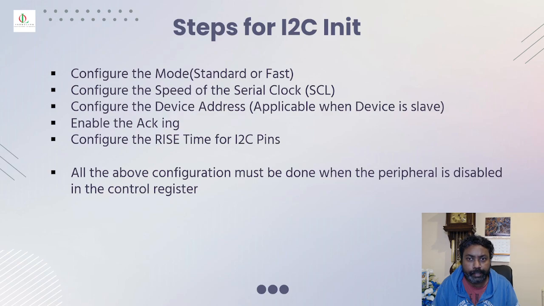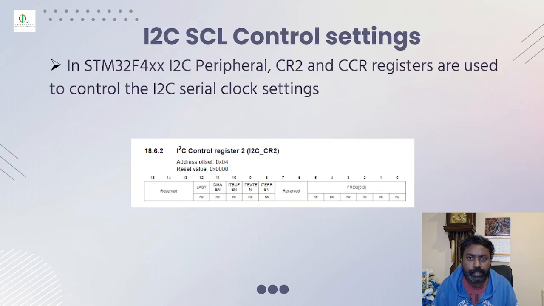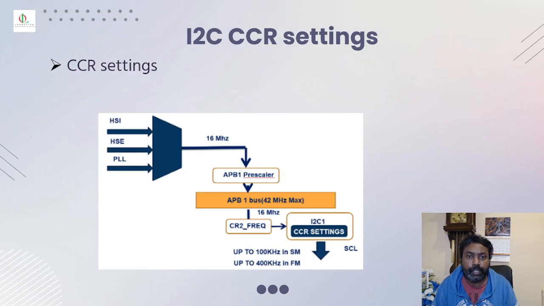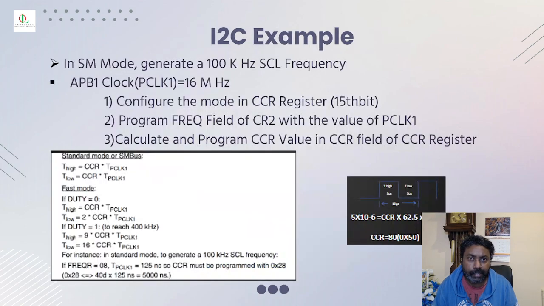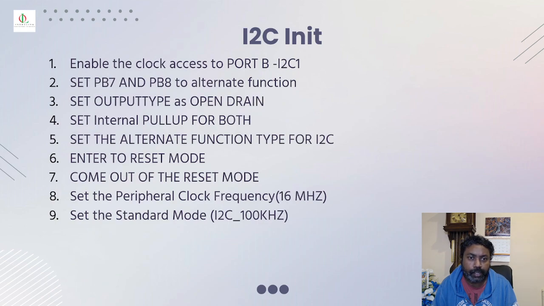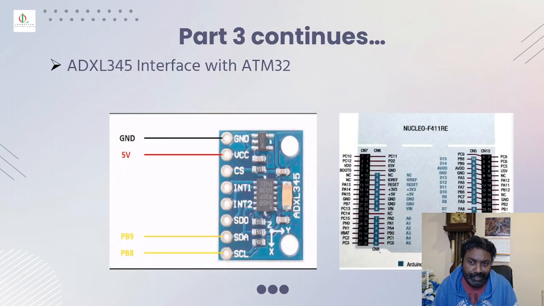You already wrote the program for I2C initialization. And also you used the serial clock control settings, CR2, control register 2, and the clock control register. And also you calculated the CCR to load into the CCR register, by this example as 80. And these are all the steps I copied across. In the first session you learned about writing a function for I2C initialization. Part 3 continues from here.